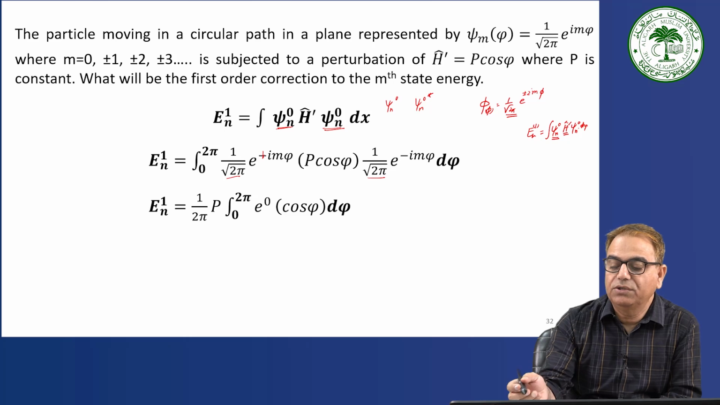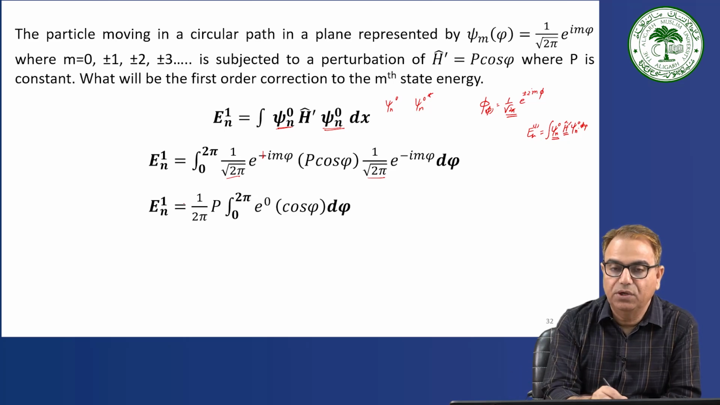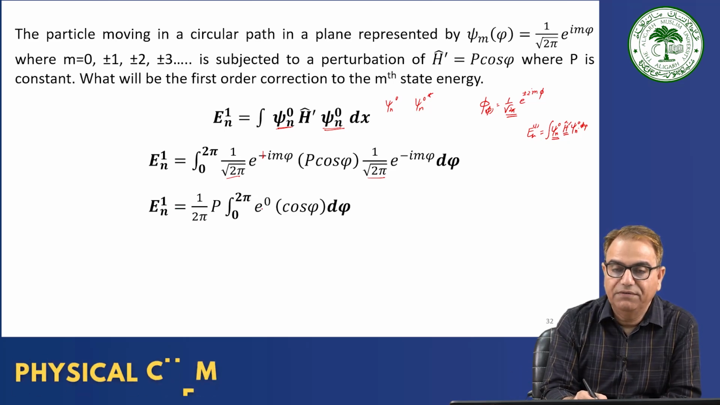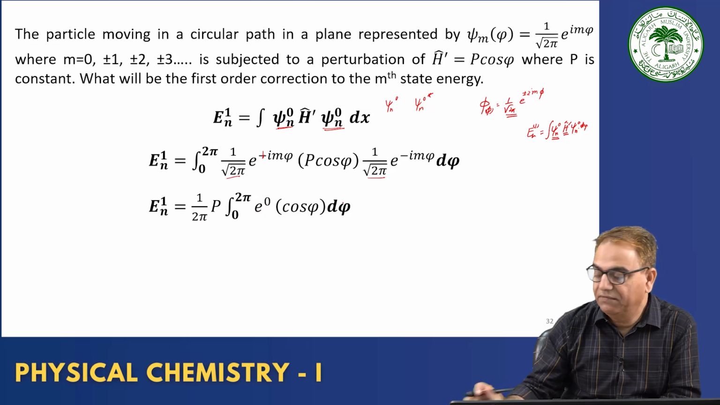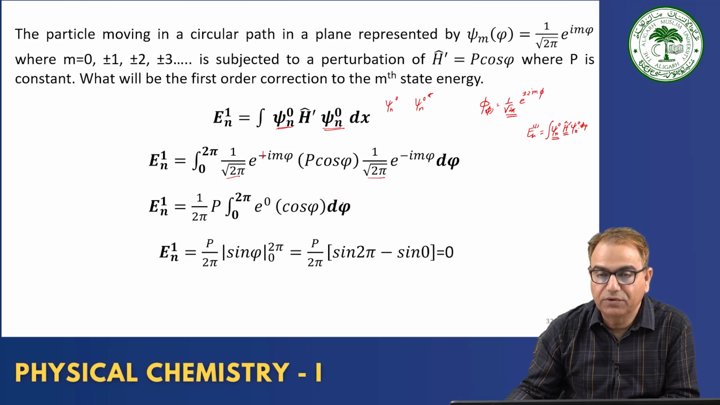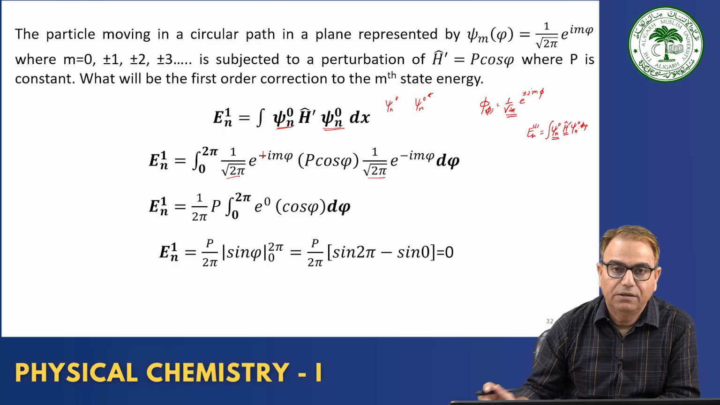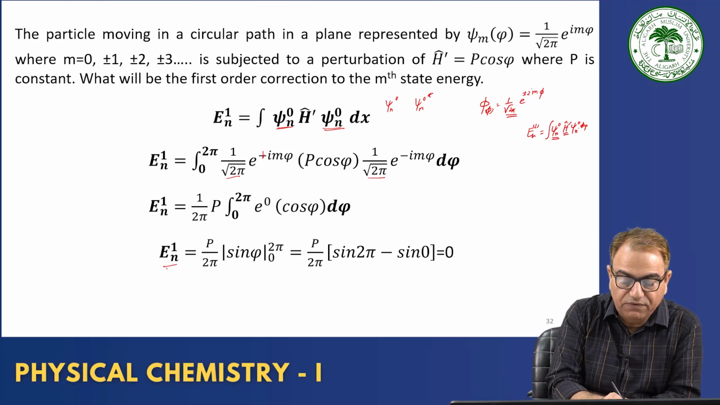And p is also a constant, it's written p is a constant, so p also you can bring outside, and you have exponential 0 cos phi d phi, and you know cos phi d phi will be equal to sin phi, varying from 0 to 2 pi. Sin 2 pi is also 0, sin 0 is also 0, so upper and lower limit both are 0, and there is no correction to the first order.